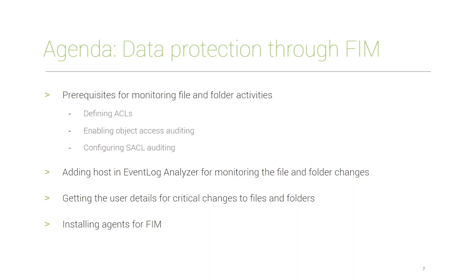In the previous workshop, we looked at syslog and application log management. Be sure to check out my blog series on these topics that was published last week at blogs.manageengine.com. And as we had mentioned in our previous workshop, this week we will be discussing protecting your confidential data through file integrity monitoring. We will also be looking at the prerequisites to file integrity monitoring, which include defining ACLs, enabling object access auditing, and configuring SACL auditing.